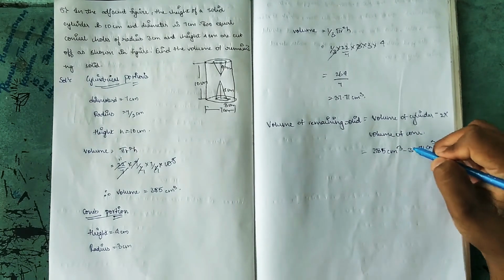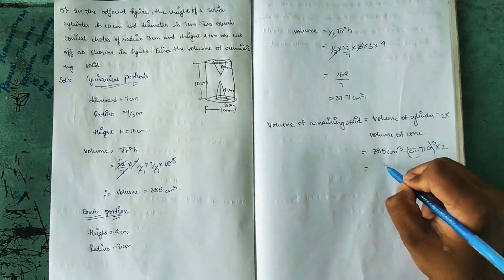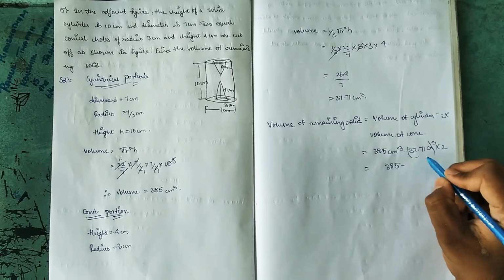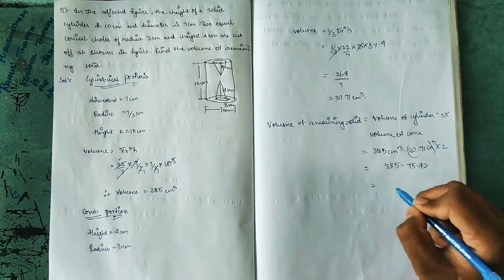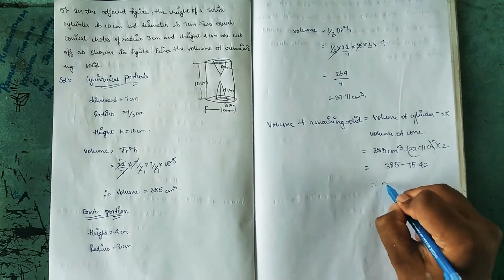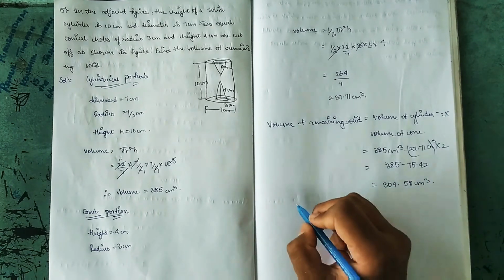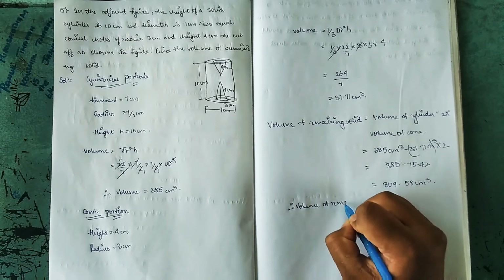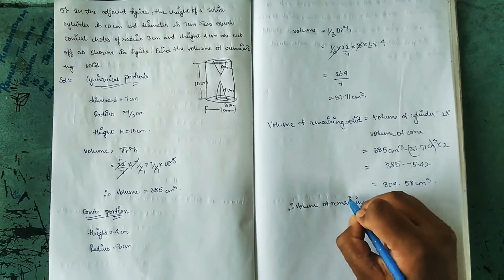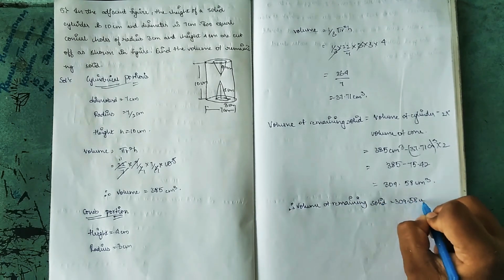So they are given 2 into 37.71 centimeters. So here we'll get 385 minus 37.71 into 2, which is 75.42. So 385 minus 75.42 is 309.58 centimeter cube. Therefore the volume of the remaining solid is equal to 309.58 centimeter cube. So now we have discussed the fifth problem.